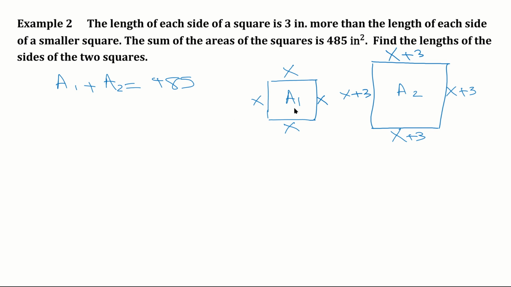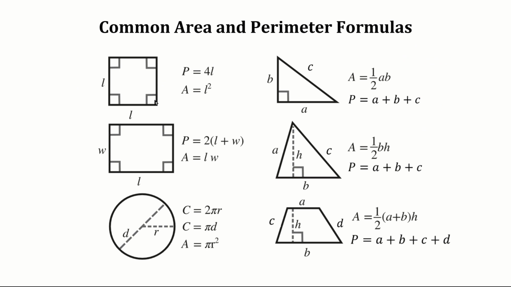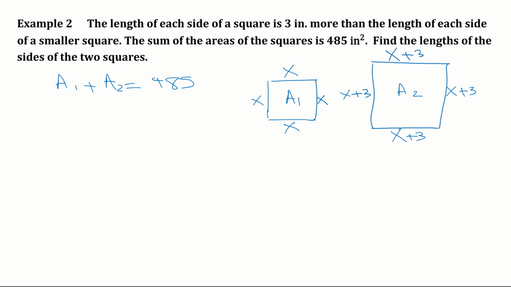Now, what is A1? Well, remember, the area of a square is very simple. Let's go back to our list of areas. See, for a square, the area is just the length of one side squared, right? It's a special kind of rectangle. So length times width, and the width is the same as the length, so length times length, that gives you what? Length squared. So for the area of the smaller square, we have x squared. For the area of the larger square, we have quantity x plus 3 squared. And all of that should add up to 485, right?